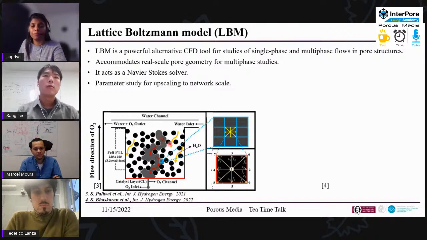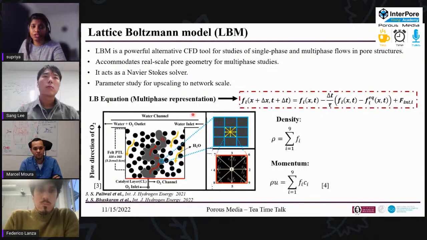So if you consider these solids and the pore space as an image, then we take one pixel as equal to one lattice node, and at each lattice node we have 9 different distributions of the particles. This is called the particle distribution function. That's how we have our lattice Boltzmann equation, where we have our particle distribution function as a function of position and time. Once we sum up all these particle distribution functions, we get our macroscopic quantities, that's density, and also the momentum.